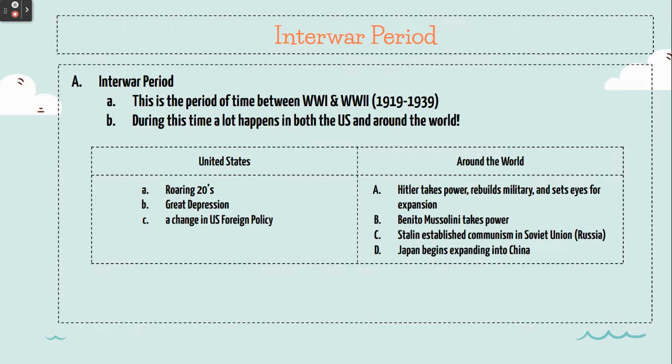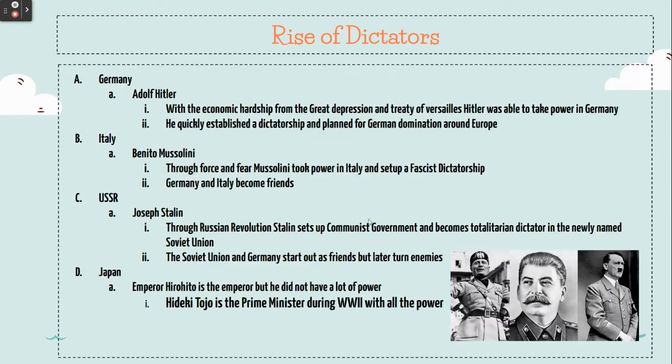Throughout the 1920s and the 1930s, the US also made changes to their foreign policy. A lot of changes happening around the world led us to World War II. We see a rise of dictators in Europe and conflicts in Asia between Japan and China. During the interwar period, there are some changes in leadership in a couple countries that really lead us to World War II. The biggest change is Germany.